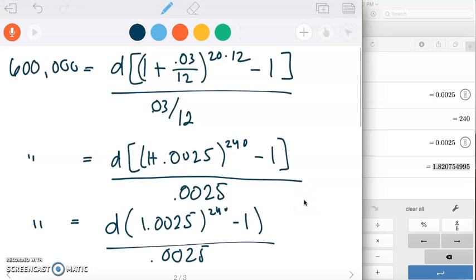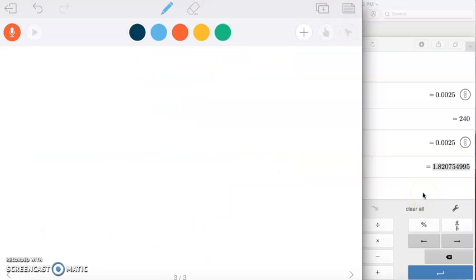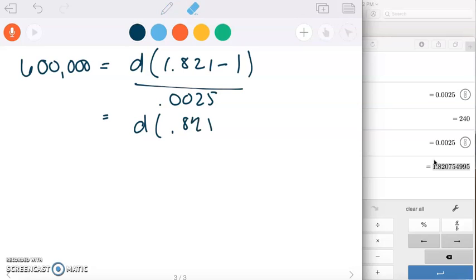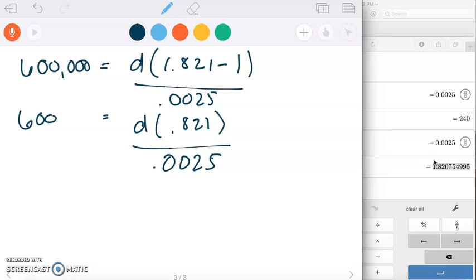All right, let's see where we left off. So we have that number. So we need to write this 600,000 equals D times this number, 1.821. I'm just going to write 821 for now, but again, I'm not rounding it, I'm just writing it rounded for the fact that I can only fit so much on this paper. Minus 1 all over 0.0025. Now we have D times 0.821 divided by 0.0025. So now we have a number that's a little bit easier to work with.